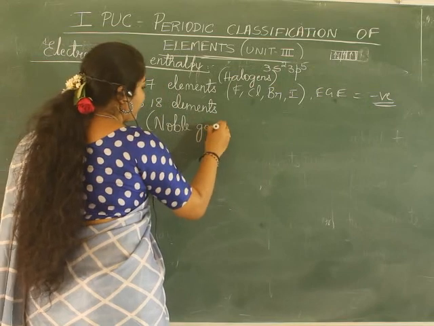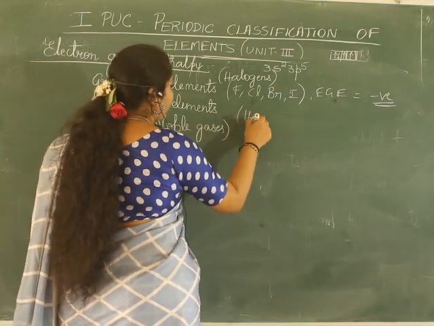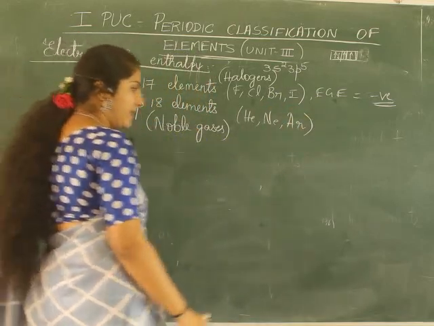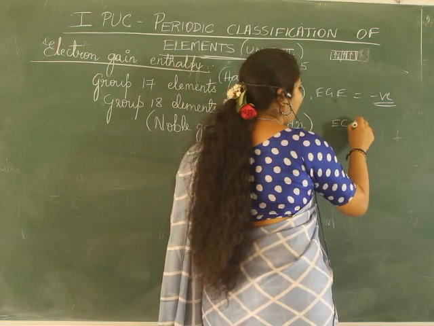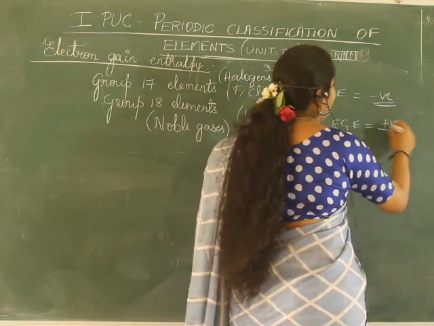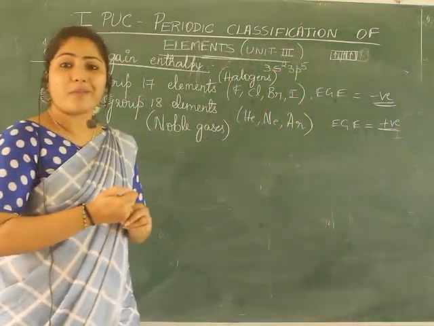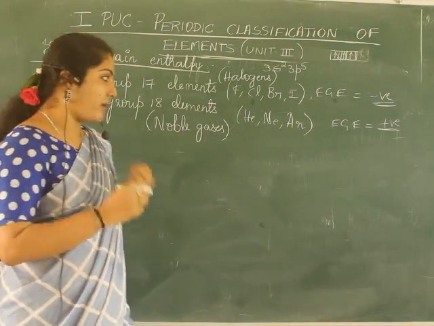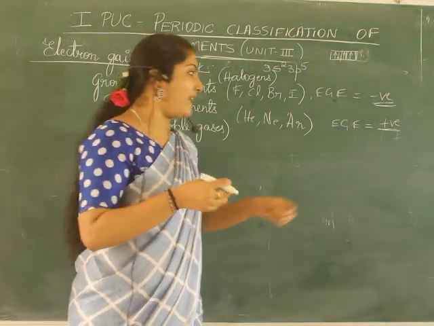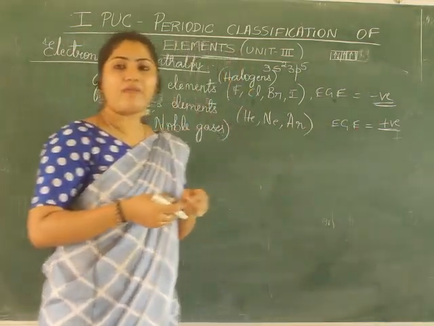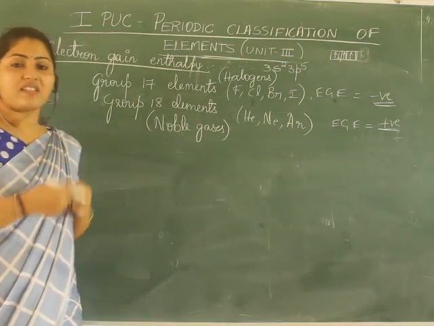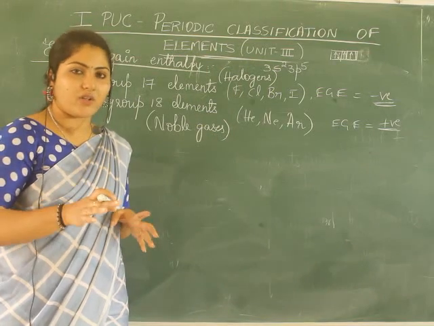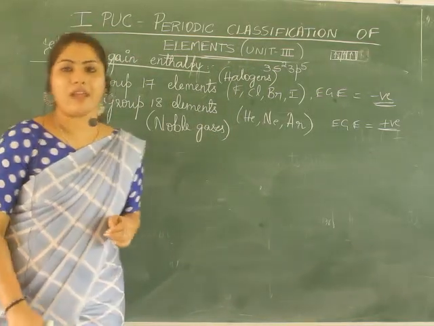So in noble gases, like helium, neon, argon, krypton, xenon, etc., electron gain enthalpy will be highly positive. Why highly positive? It is already stable, so it doesn't want to gain an extra electron. If you forcefully want to add an electron, the electron gain enthalpy will be highly positive. That means it needs heat from outside to gain an electron. Got the point? So that's about electron gain enthalpy.